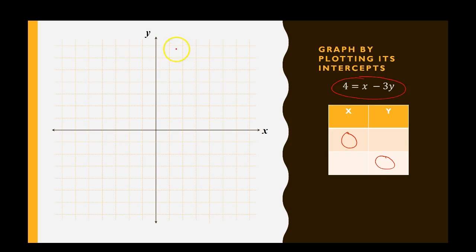So let's do 4 equals, now instead of the x, we'll put in a 0. Then that gives me 4 equals negative 3y, divide by negative 3. And that gives me y equals negative 1 1/3. I'll change that because it'll just be easier to plot it.